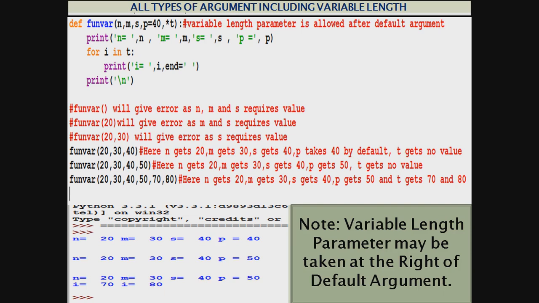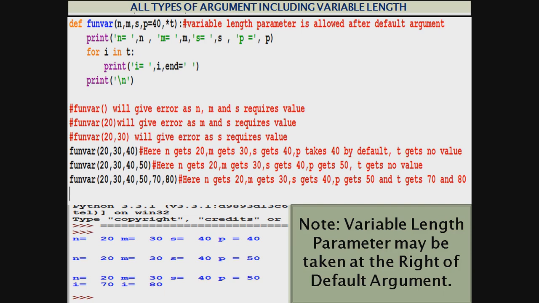Now when you say funvar 20, 30, 40, 50, n gets 20, m gets 30, s gets 40 and p gets 50. Again we don't give anything to t. So you see, the output shows n is equal to 20, m is equal to 30, s is equal to 40 and p is equal to 50.